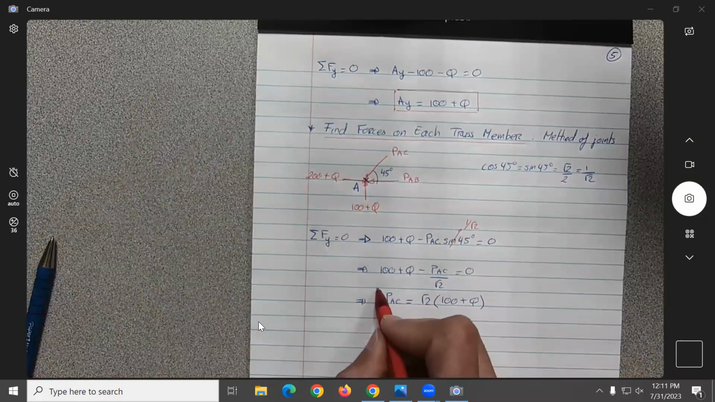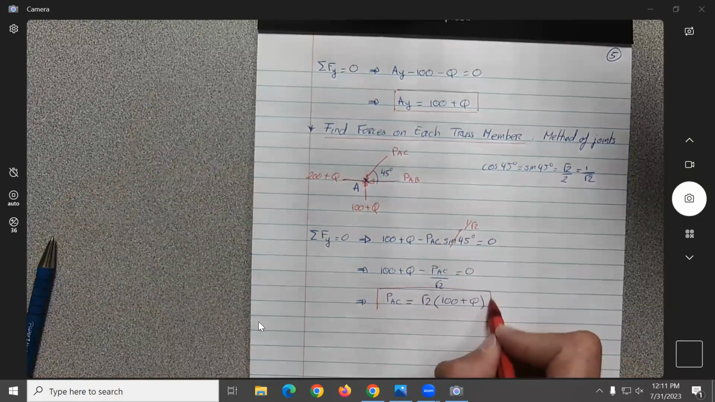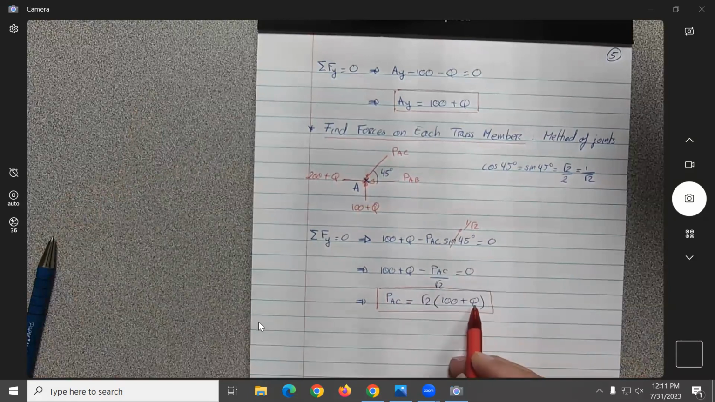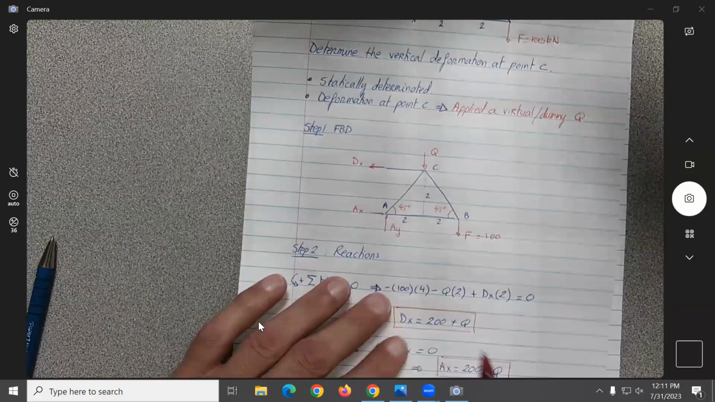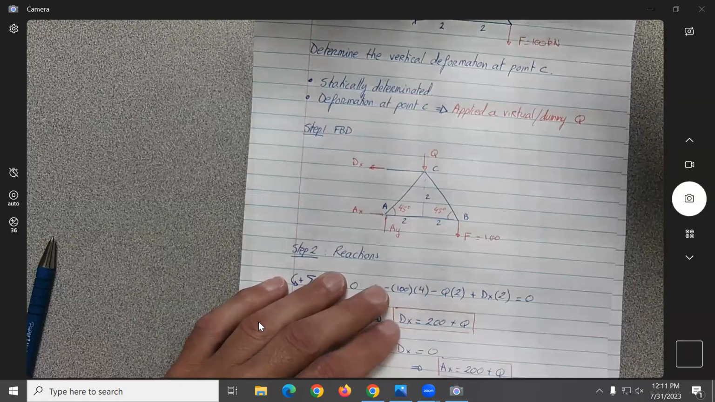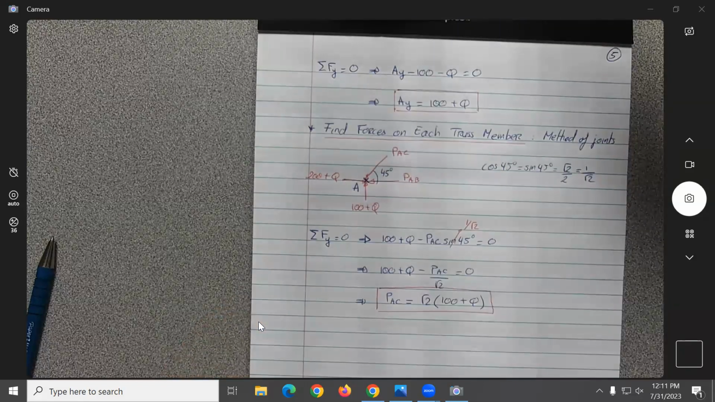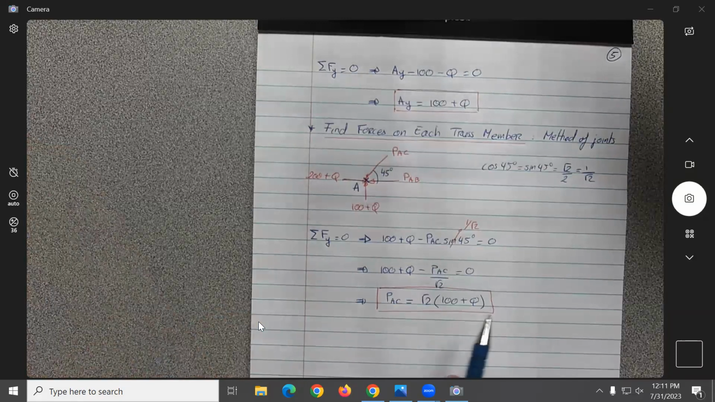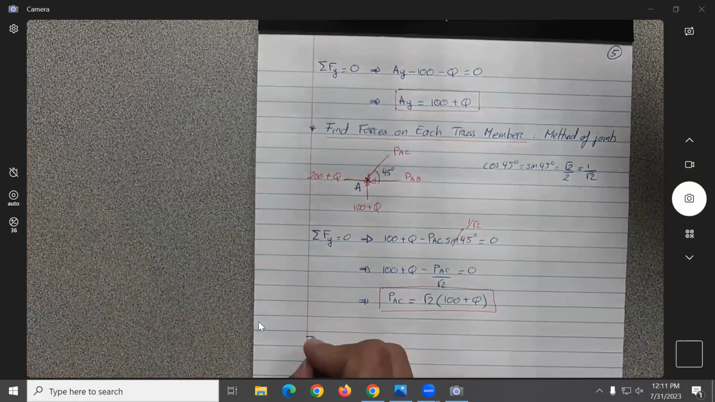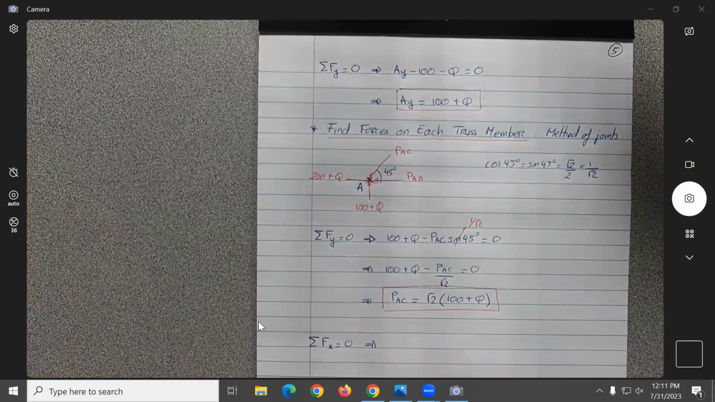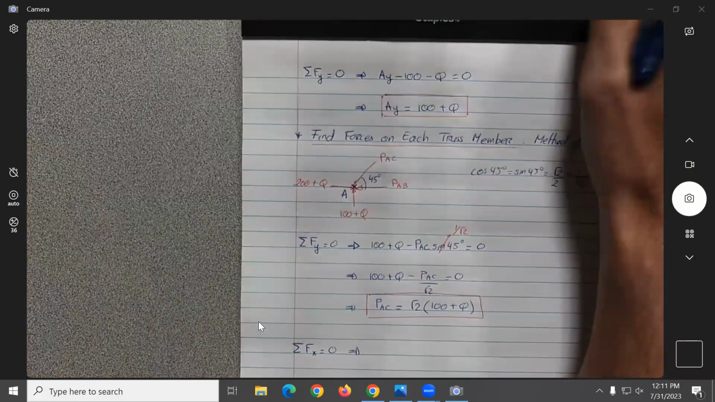So pay attention here. We are finding, what are we doing? We are finding everything in function of that dummy virtual force Q, no? You find the reactions Q. All right, we have dx Q, AX Q, no? They are all in function of the virtual force or dummy force. Okay, so now that we have PAC, we can do what? We can do the summation of forces on the X direction. And then I will be able to find an expression for PAB.